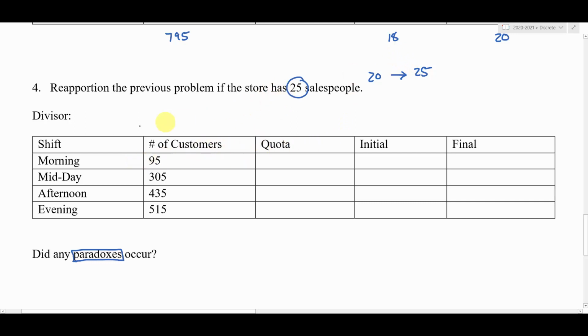So now I got to find my divisor. The total number of customers is still the same. We have 1350 here, so I'm going to take 1350 and I'm going to divide by the number of salespeople, which is 25, and that gets me a new divisor of 54.